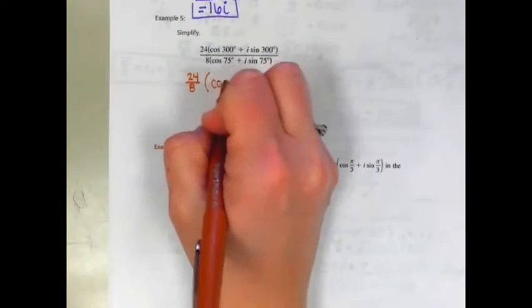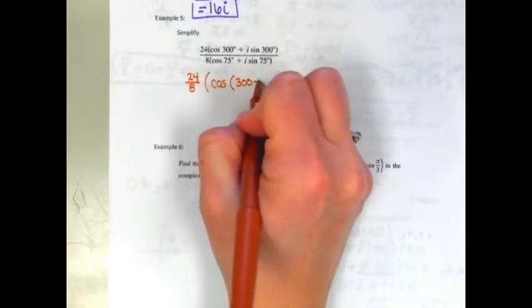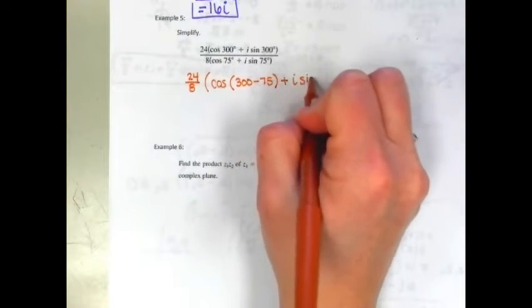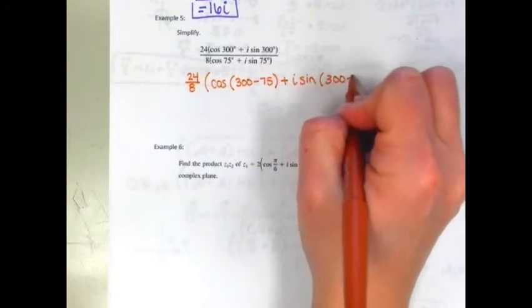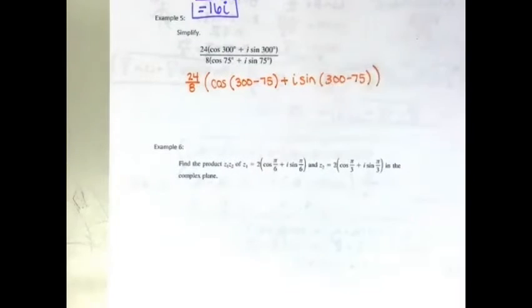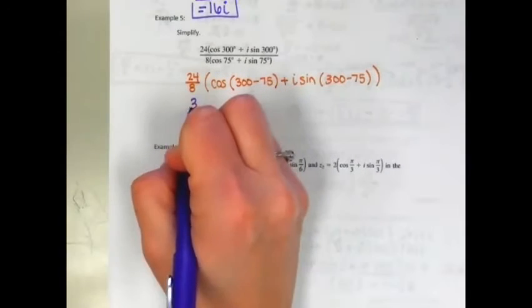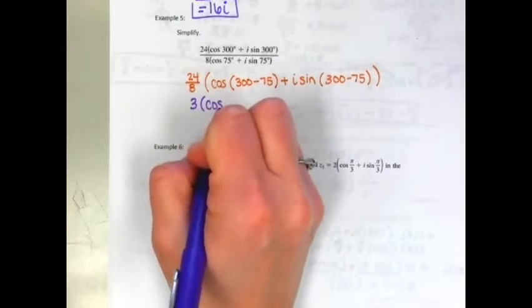Now we're going to subtract the theta. So we're going to take 300 minus 75 plus I times the sine of 300 minus 75. Okay. So what is 24 divided by 8? I just told you. 3. Cosine, what's 300 minus 75?